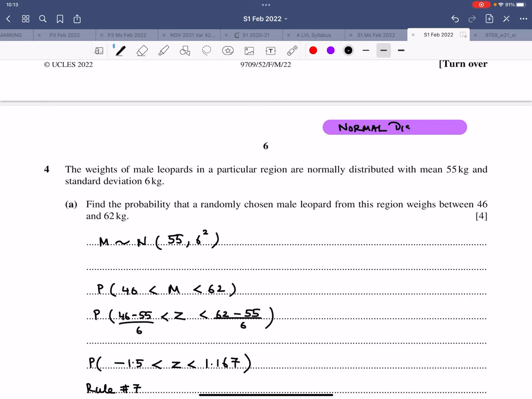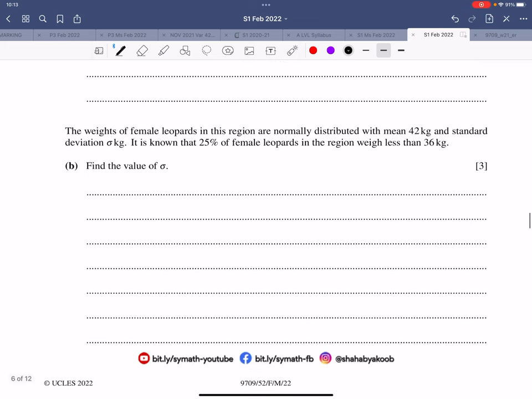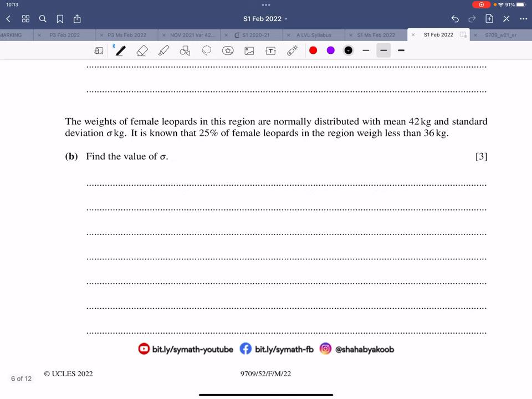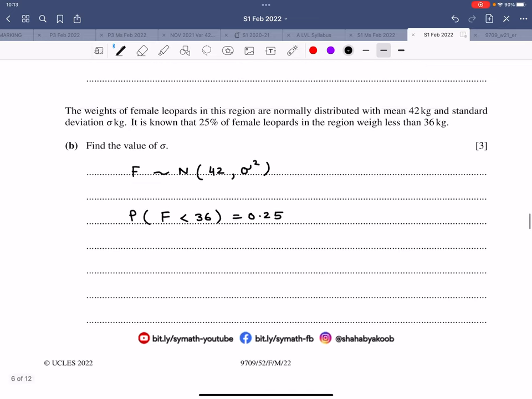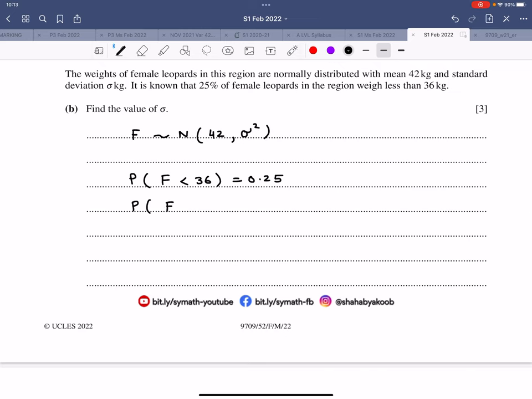Now let's move to the second part. The second part is the weights of female leopards in this region are normally distributed. So F follows a normal distribution with mean 42 and standard deviation sigma, so the variance goes in the bracket. 25% of the female leopards in the region have weight less than 36. Probability F less than 36 is 25%. In other words, probability F greater than 36 is equal to 0.75.